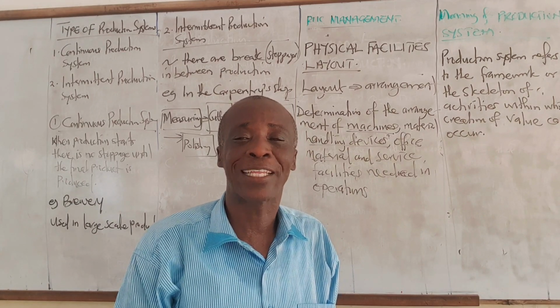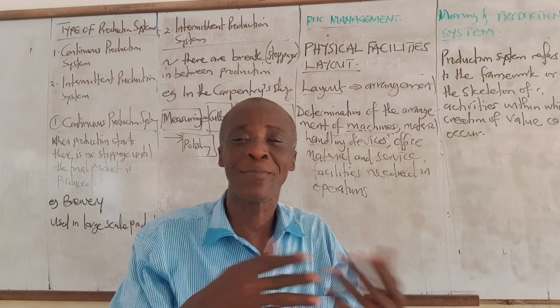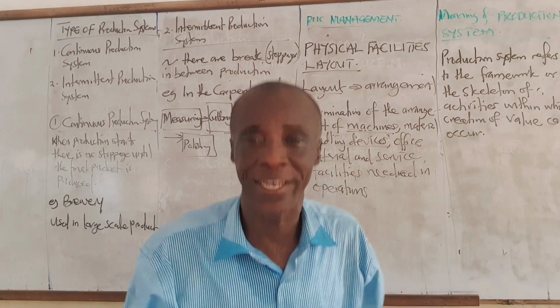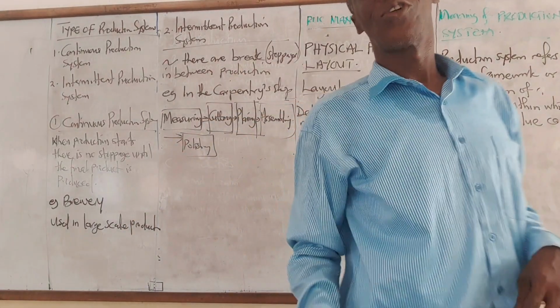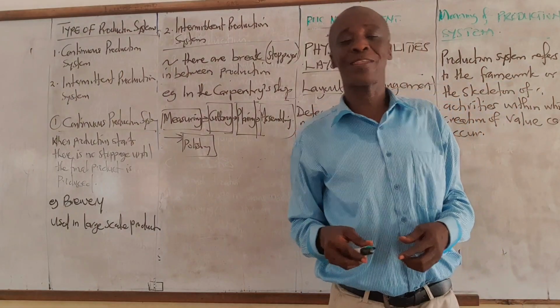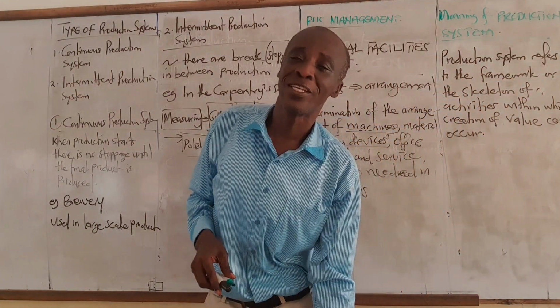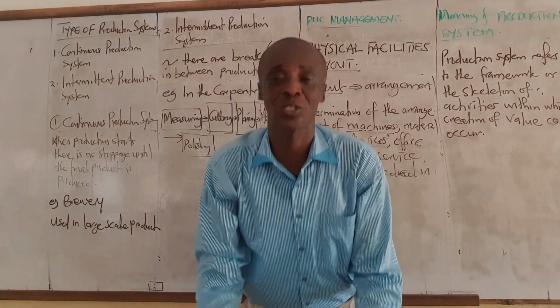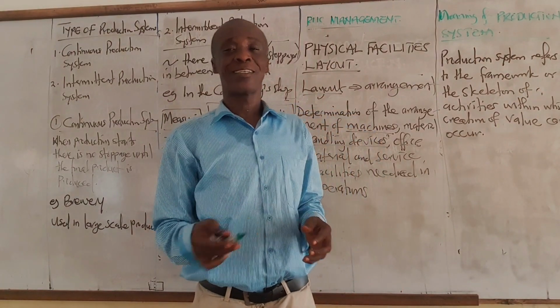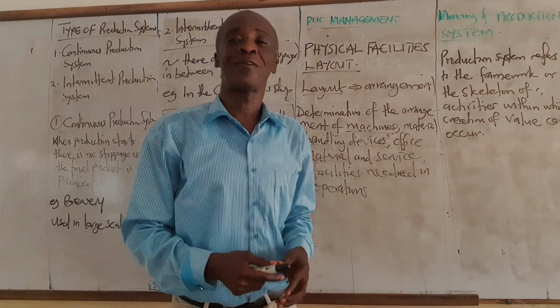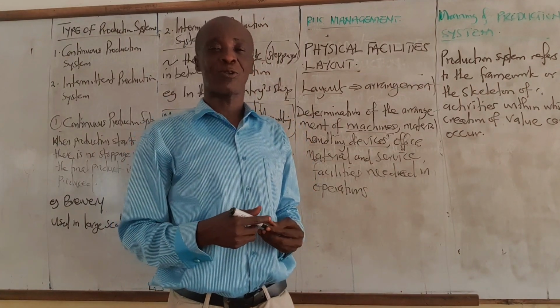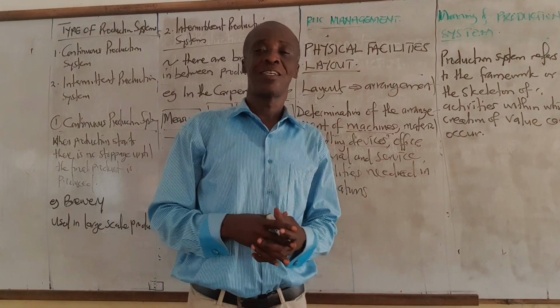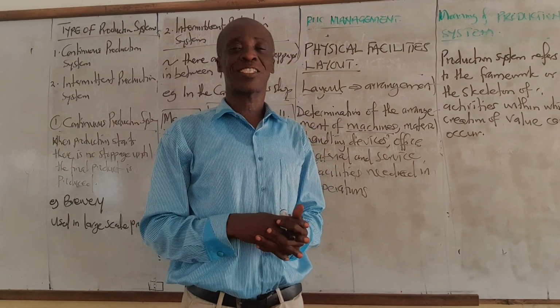Today we are going to look at a very simple thing which has already been done. So we are not going to waste my time. Maybe in 10 minutes or even less, we should be able to finish with this one. We are looking at physical facility layout, and that is where we talk about the types of production system.